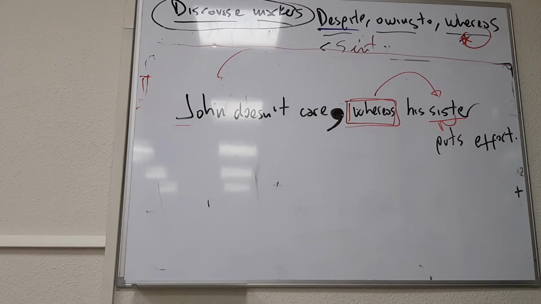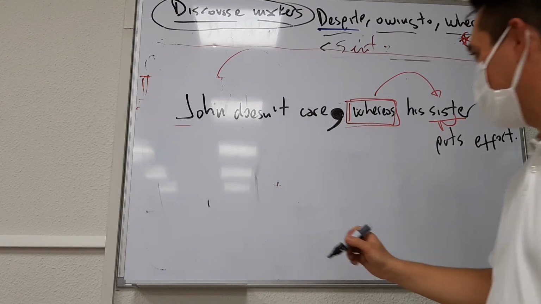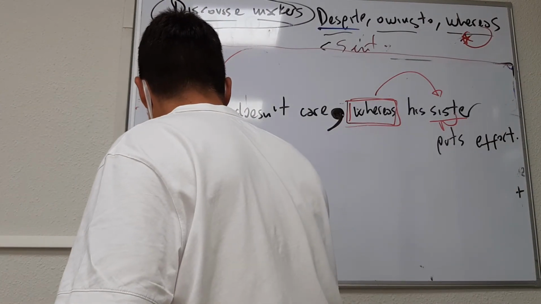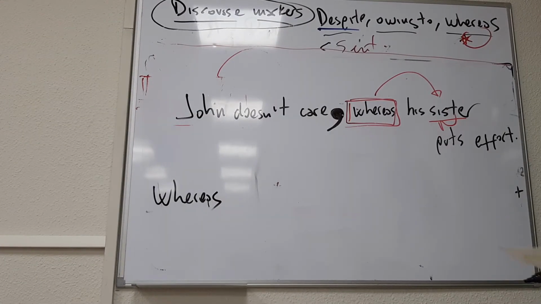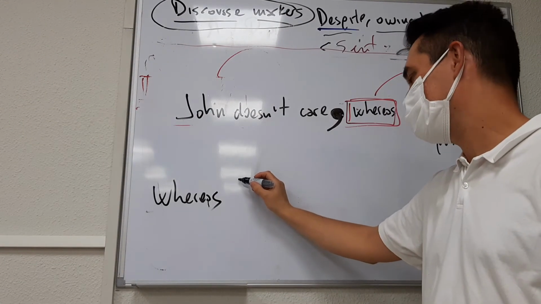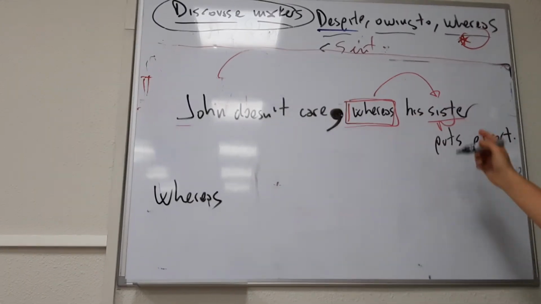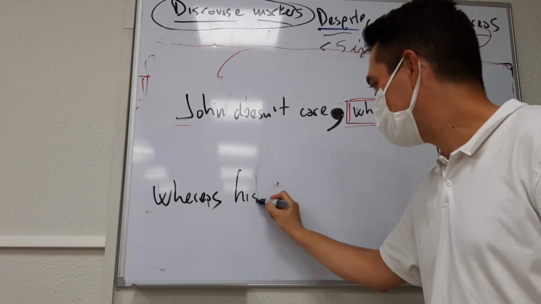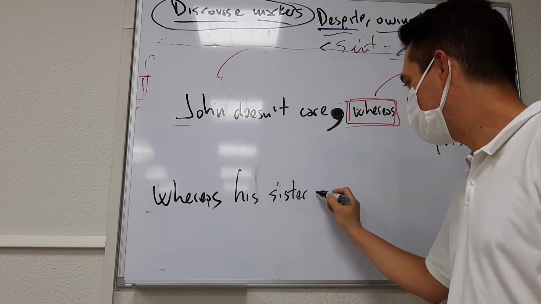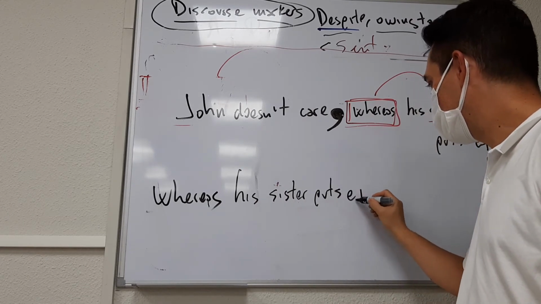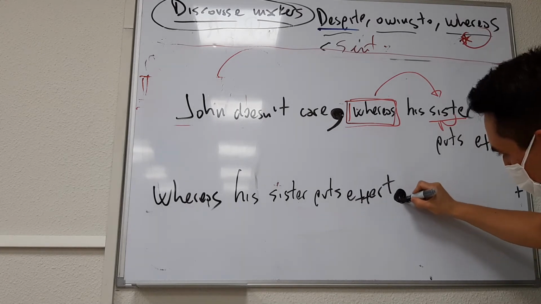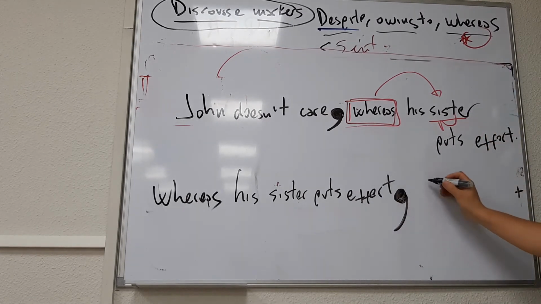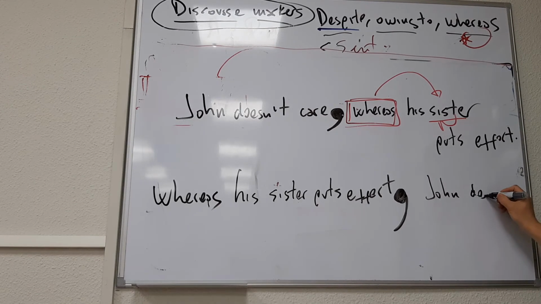Can we do it with whereas at the beginning? Is it possible? Angel, give it to us. Whereas John, yeah, that's all right. Give it to me with whereas his sister puts a lot of effort, comma, John doesn't care.